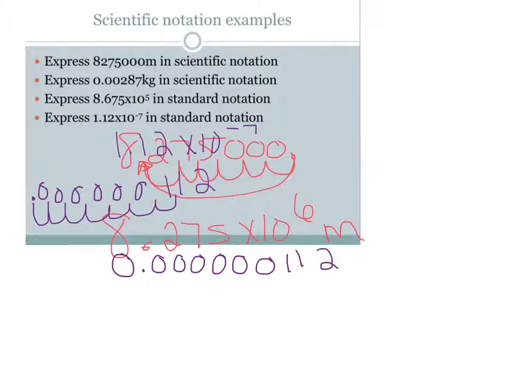0.00000000112. As you can see, this is kind of a long, drawn out number, and this is the main reason we use scientific notation, to avoid miscounting our zeros and to save time.